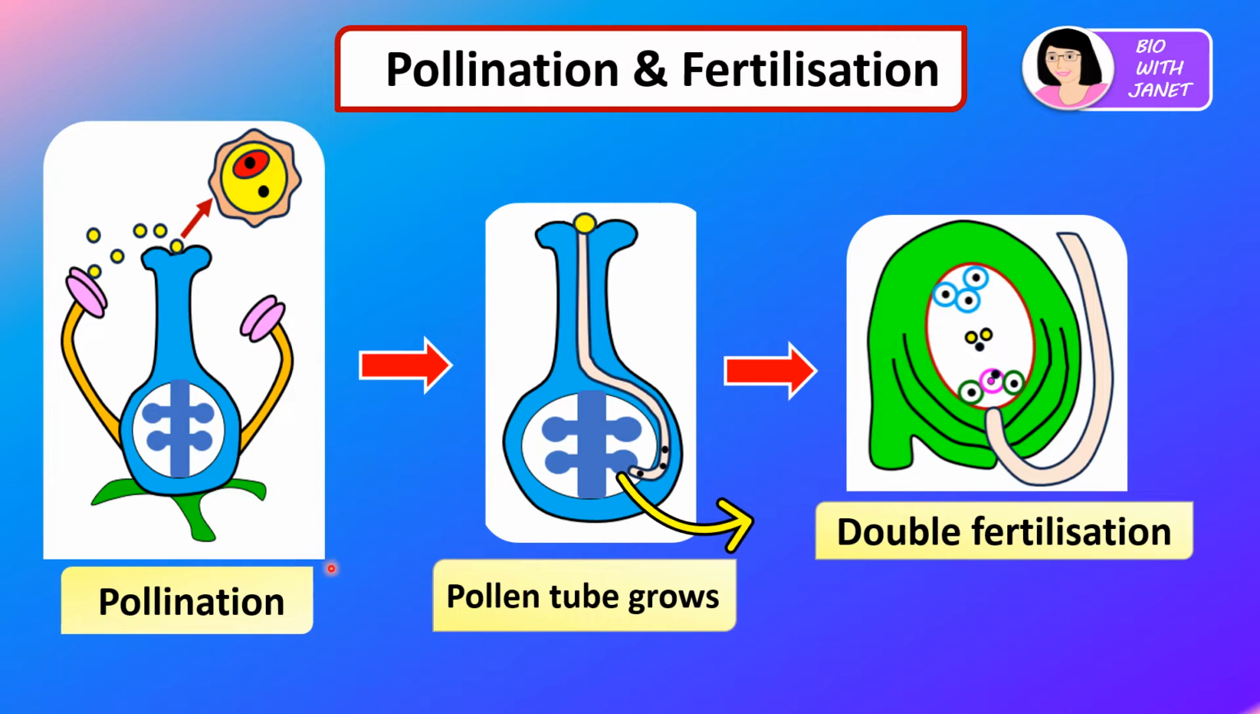So in this video, we're going to discuss the process of pollination, which is the transfer of pollen grains from the anther to the stigma of a flower. And next, the pollen tube grows downwards through the style, through the ovary, and then to the ovules. After that is the process of double fertilization that occurs in the embryo sac, whereby one of the male gametes will fuse with the egg cell and another male gamete will fuse with two polar nuclei. So let's get started on this topic.